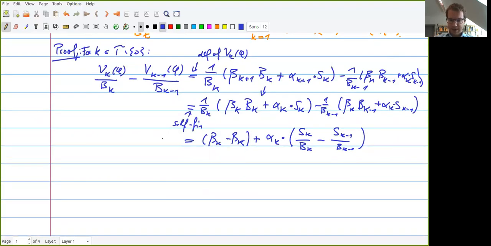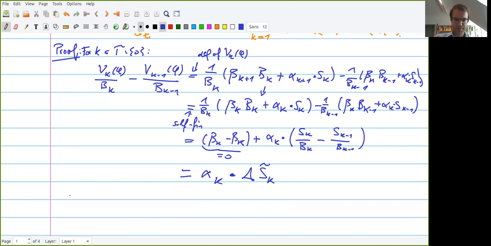All right. And now what does this give? This is obviously equal to 0. So we have here alpha k, and then here we have the discounted price process. This is the price change of the discounted price process over the kth trading period.